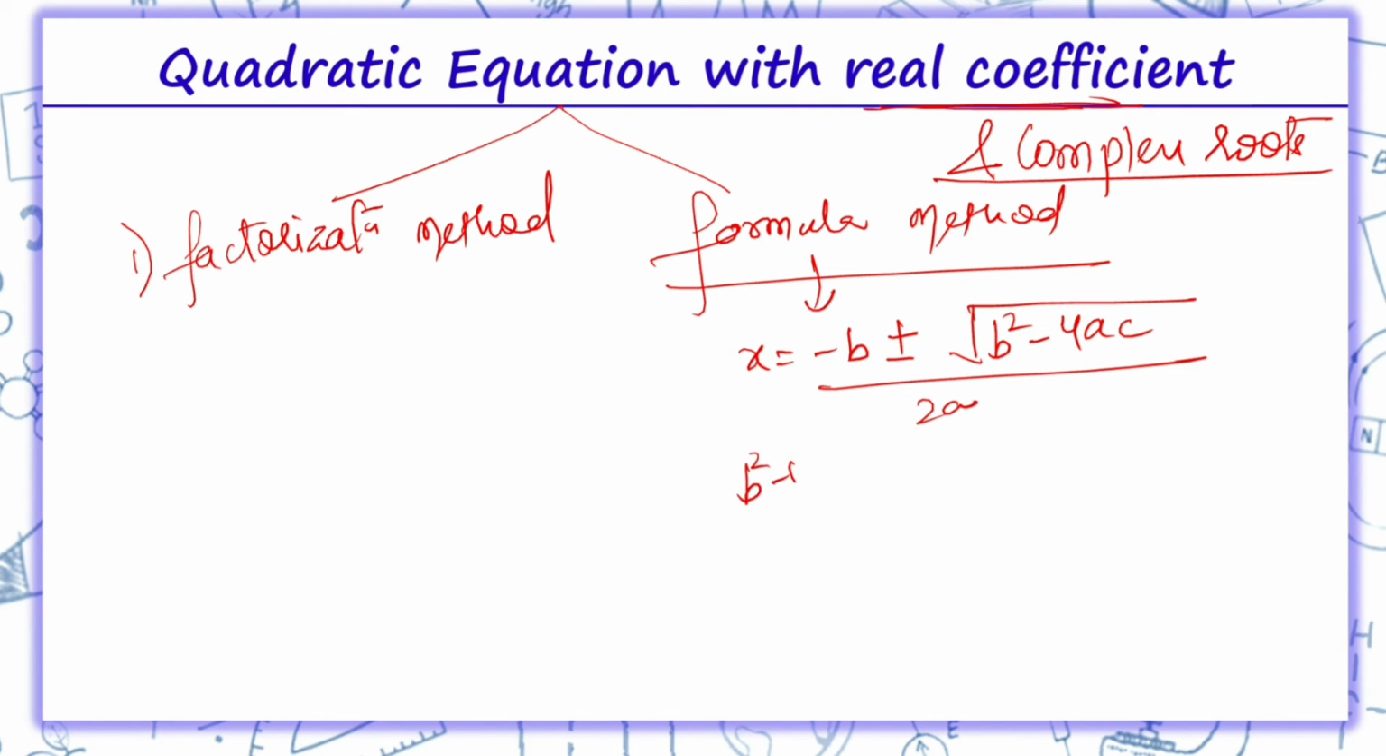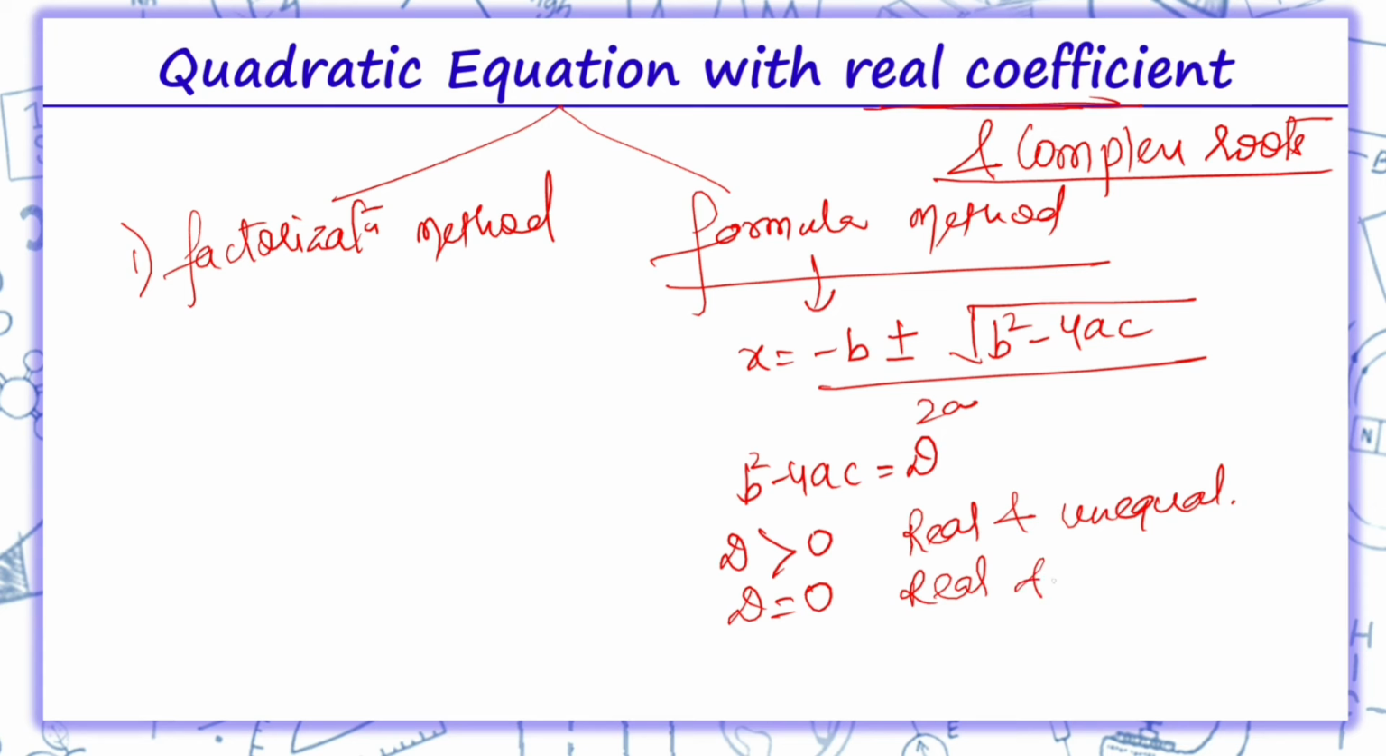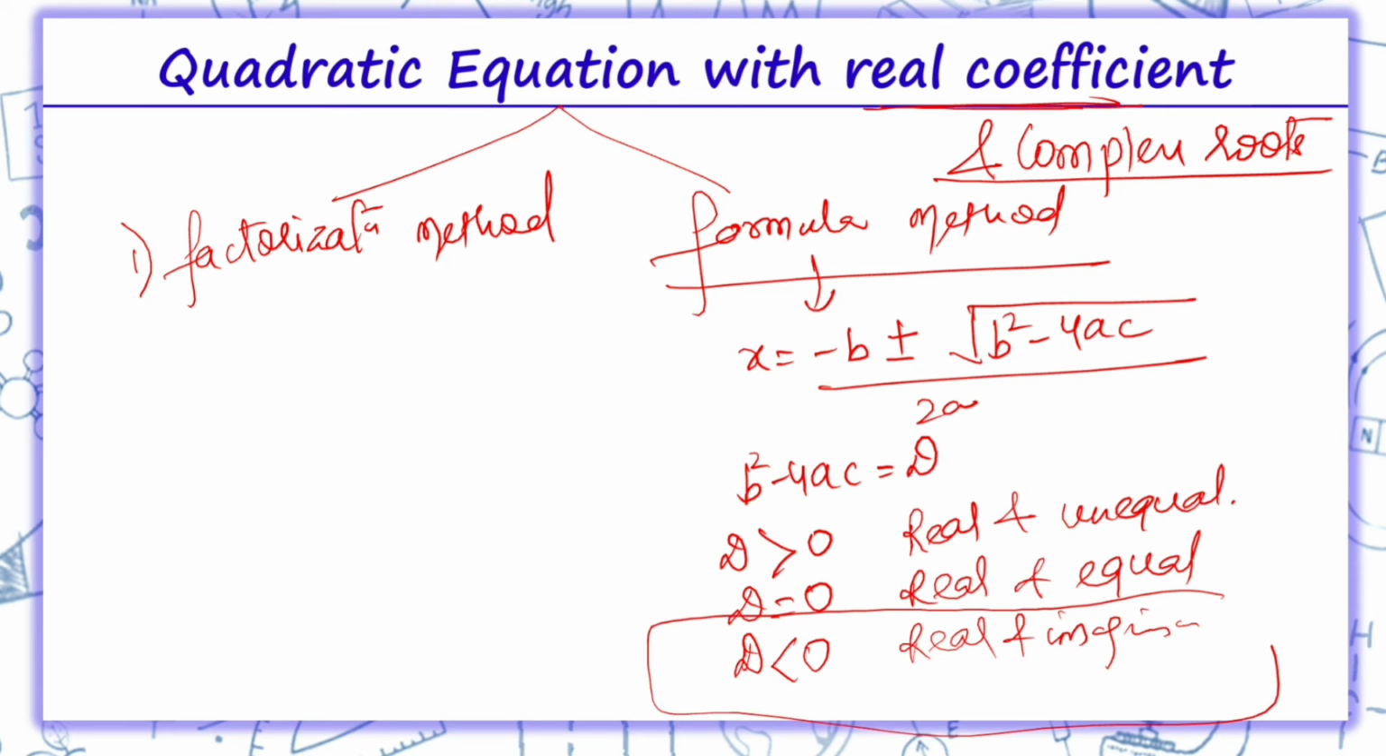This b² - 4ac is known as D. Now, when D is greater than 0, we get real and unequal roots. This we have already studied. When D equals 0, we get real and equal roots. You remember when D is less than 0, over here we get imaginary roots. So this section was not studied in class 10th.